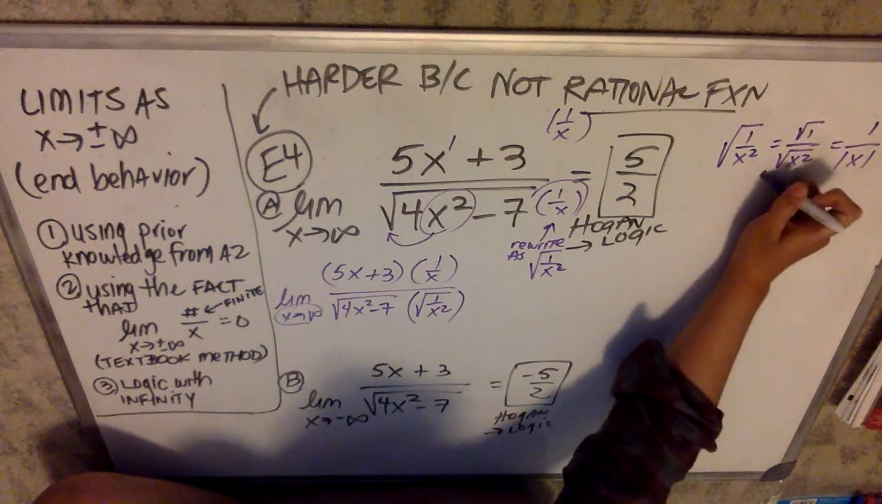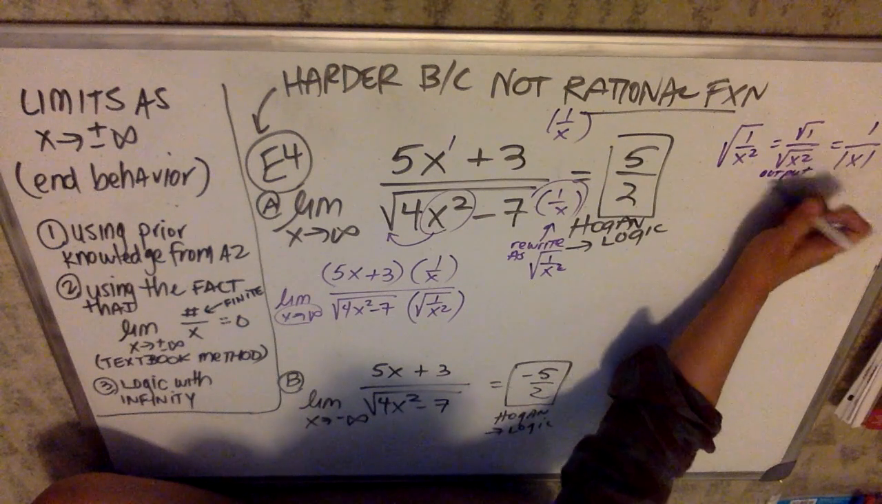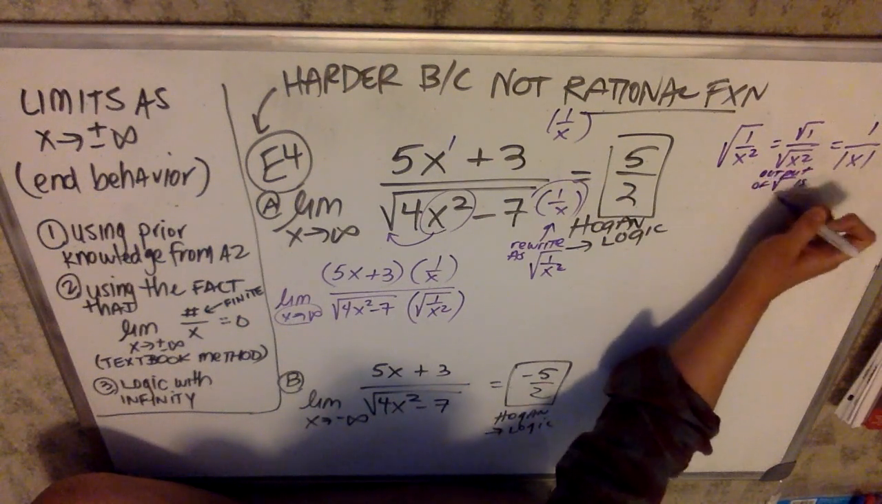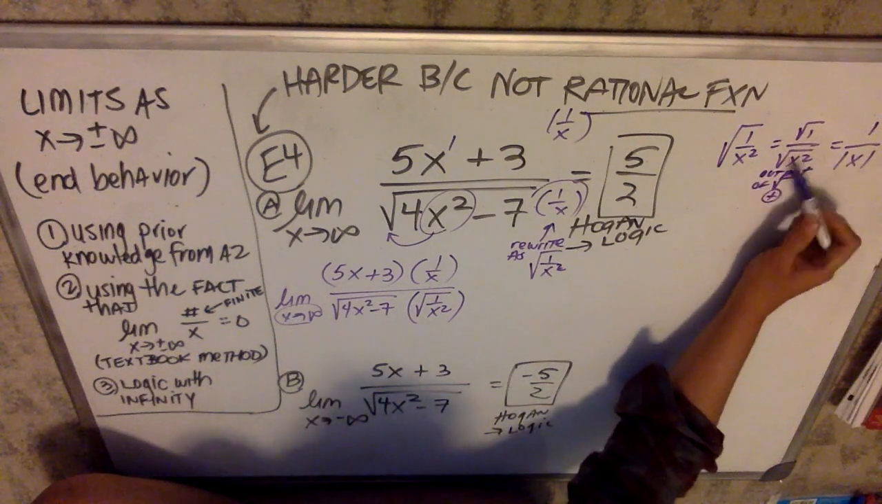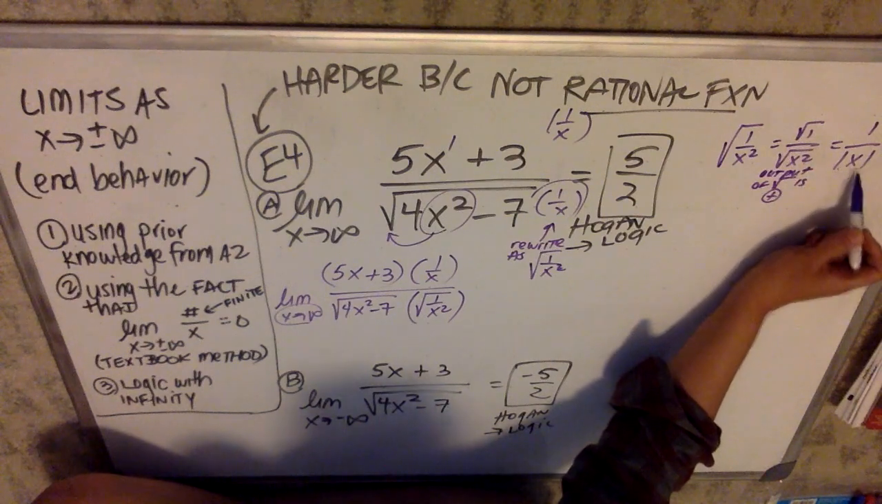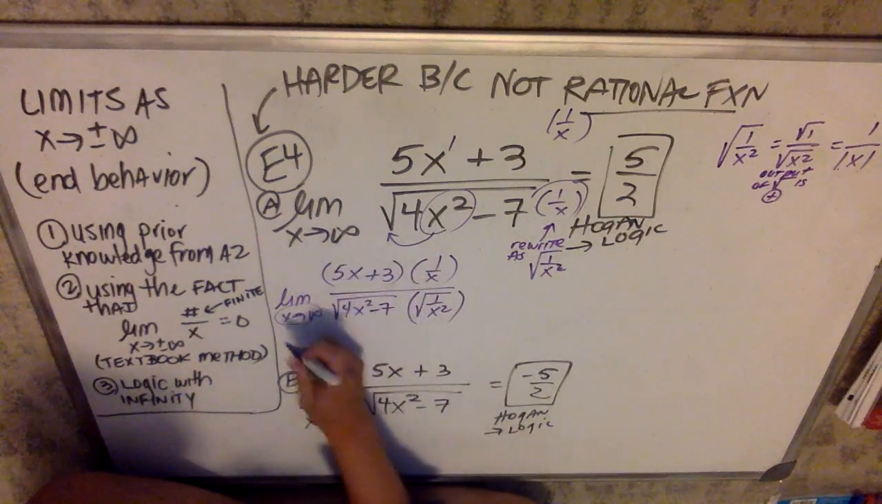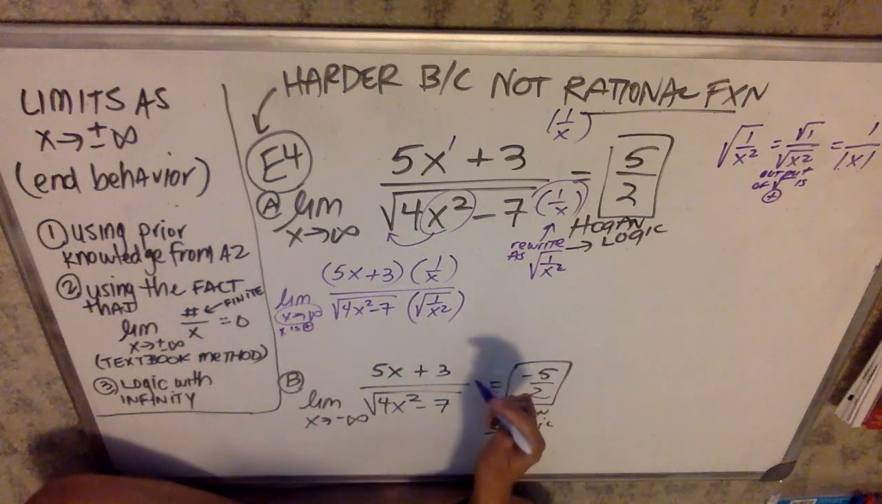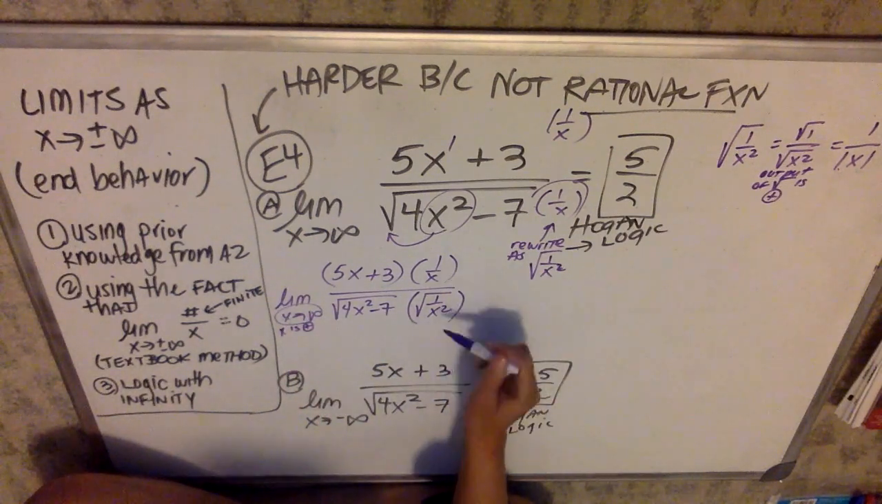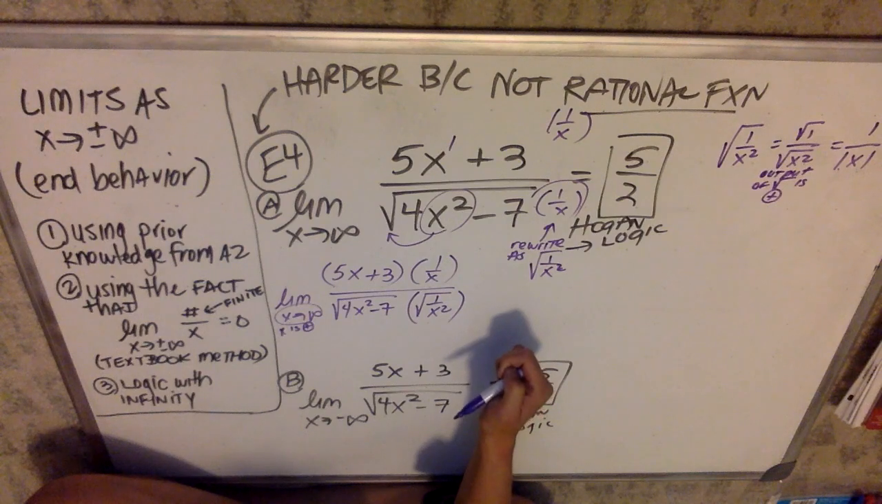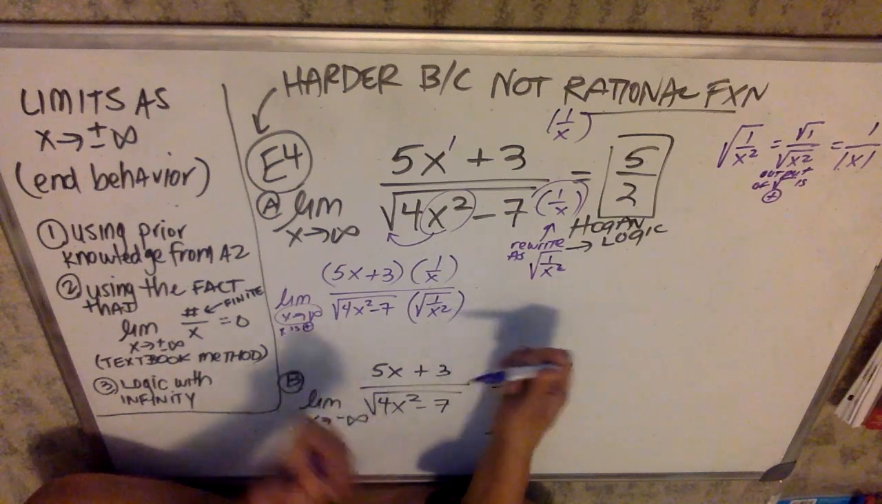Because the output of an even root, so the output of a square root, is positive. Since you don't know if x is positive or negative, you have to put an absolute value. But here you do know that x is positive because x is approaching positive infinity, meaning that you can go ahead and replace this 1 over x with 1 over the square root of x. Square root of x squared, rather.